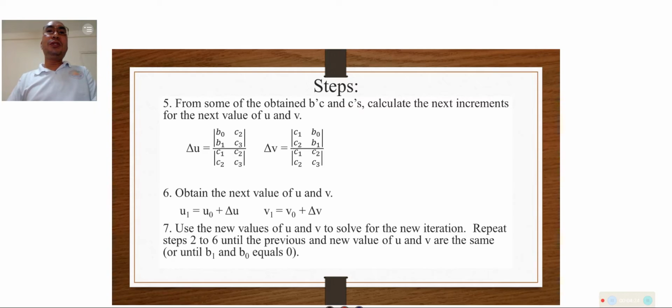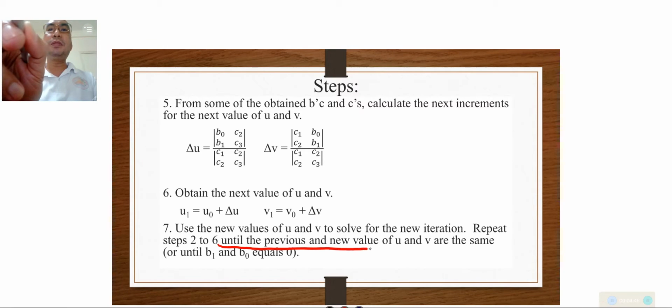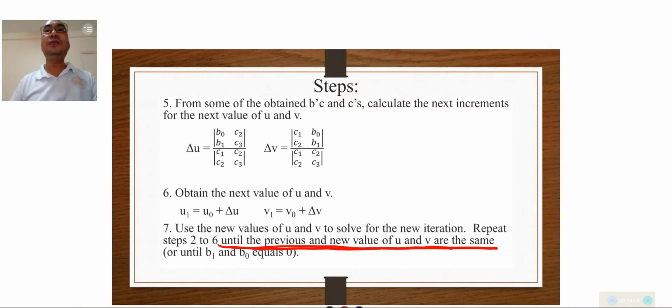So we use the values of u and v to solve for the iteration. We repeat steps 2 and 3 until the previous and the new values of u and v are the same. So we stop at such time that the new and the previous values of coefficient u and coefficient v are the same.